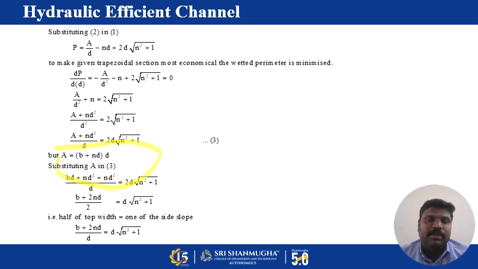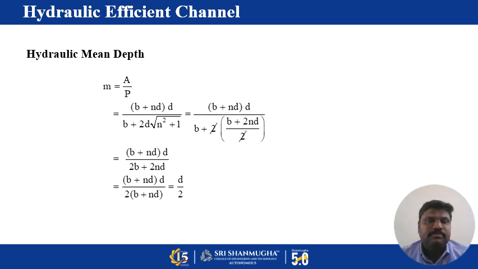half of top width, that is 1 by 2 times of b plus 2nd, is equal to one of the side slopes, d into square root of 1 plus n square. So let we have the hydraulic mean depth, where m is equal to a by p. A is b plus nd into d, divided by the perimeter b plus 2d into square root of 1 plus n square. When I'm substituting the value of d into square root, that is one side of side slope is half of top width, so b plus 2nd by 2 by 2 in terms of d into square root of 1 plus n square.